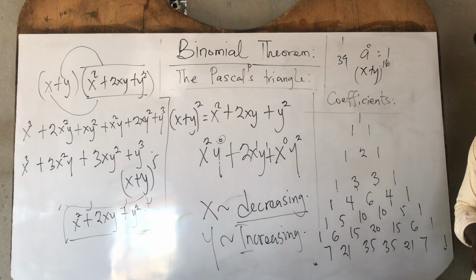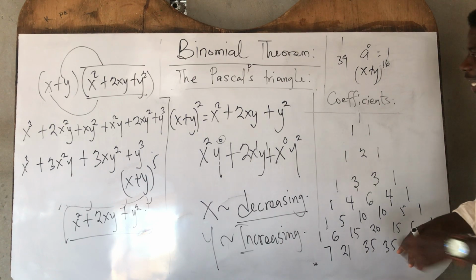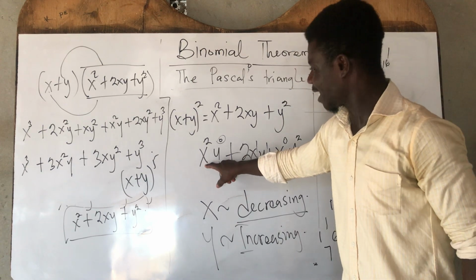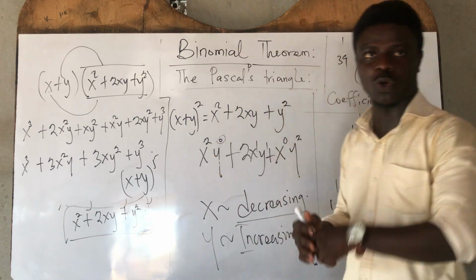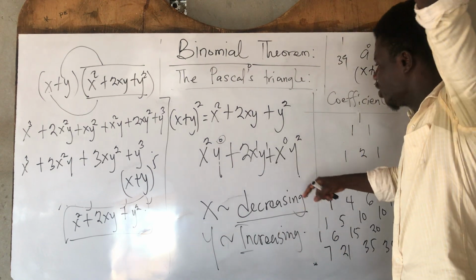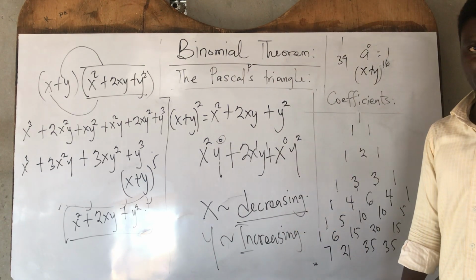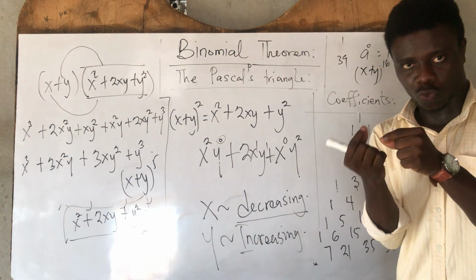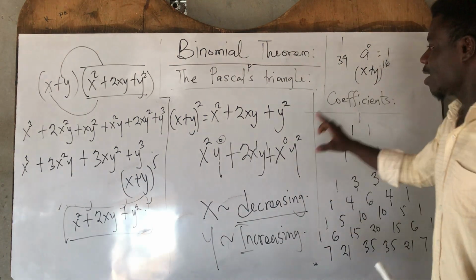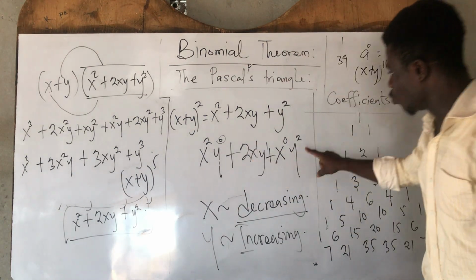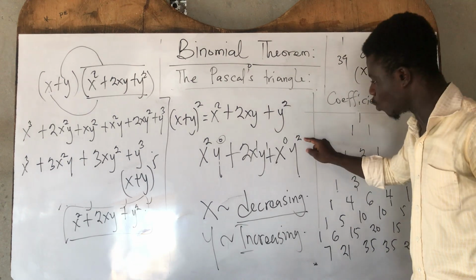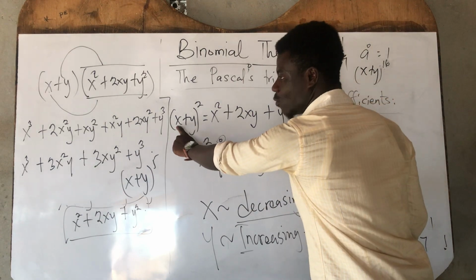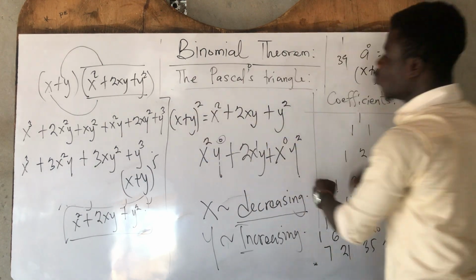We can state that y is increasing. Then here this x is reducing. So x started from the highest power, which is 2. Then x reduced to 0. But here, y started from 0, that's the smallest power. Then y increased to the highest power, which is 2. So this x will decrease, then this y will increase.